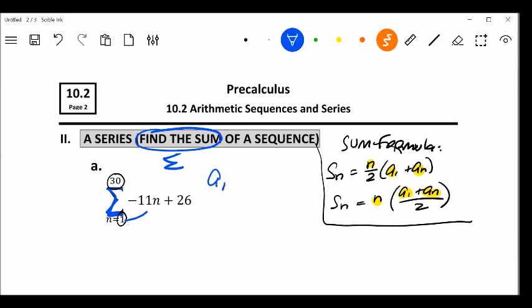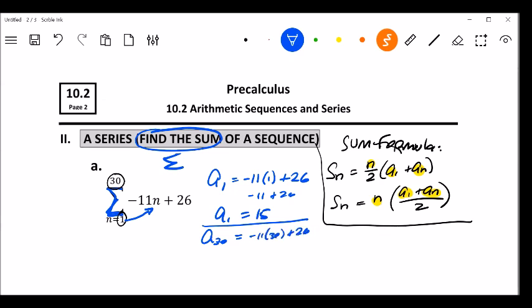So the first term, a1. To get a1, we take that 1 and put it in here. It equals negative 11 times 1 plus 26. So we get negative 11 plus 26, which is 15. a1 equals 15. Now, the 30th term, which is the last term, is negative 11 times 30 plus 26, which is negative 330 plus 26, which means the 30th term is negative 304.